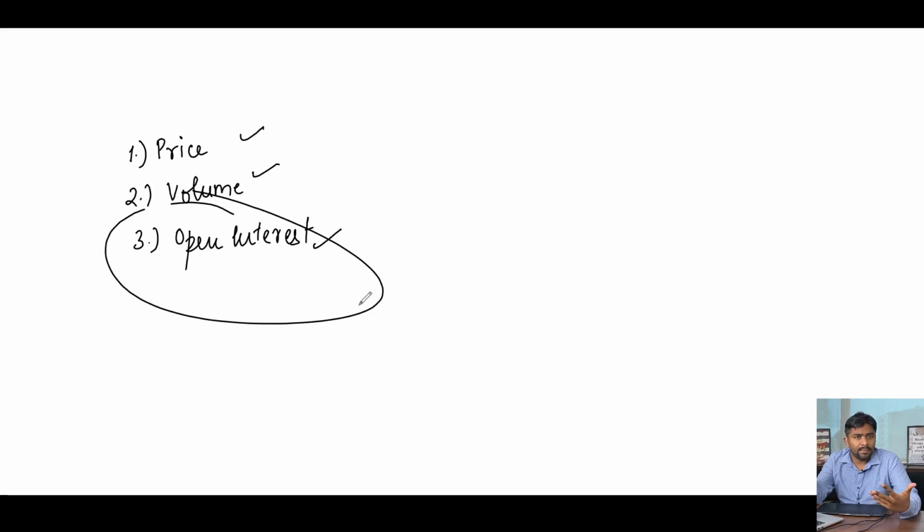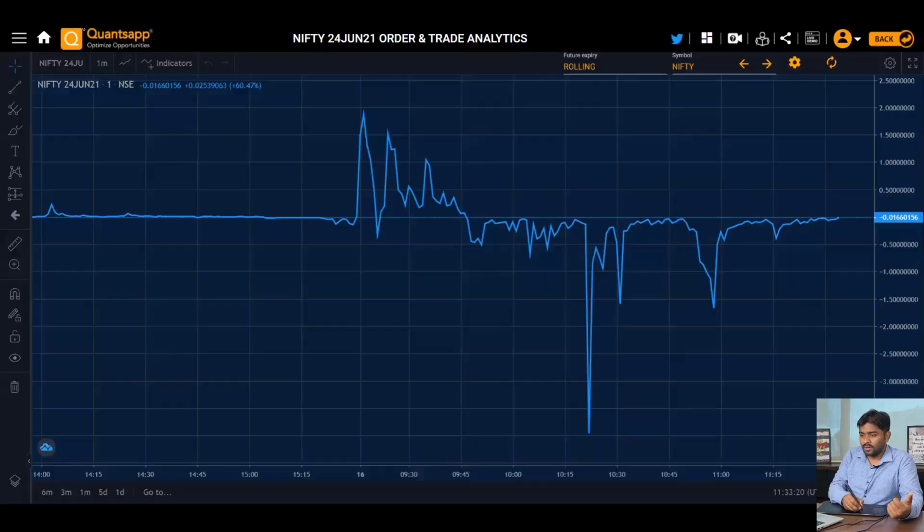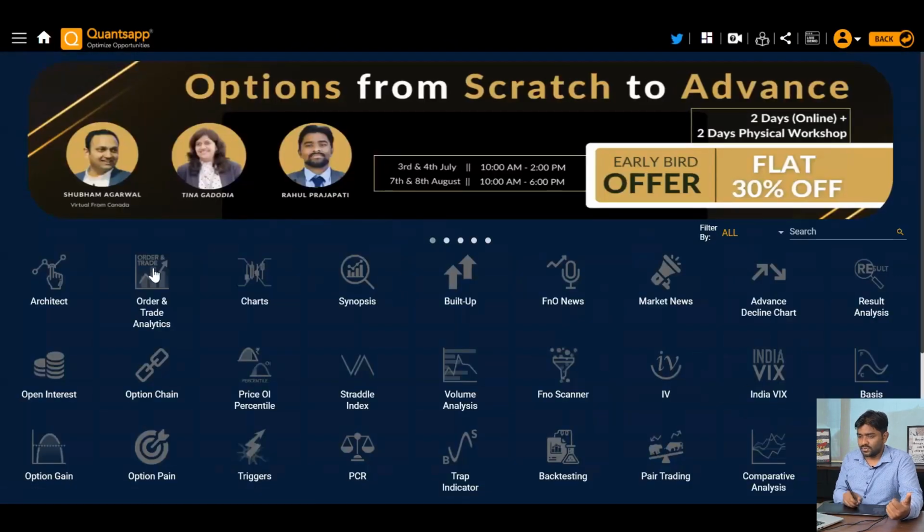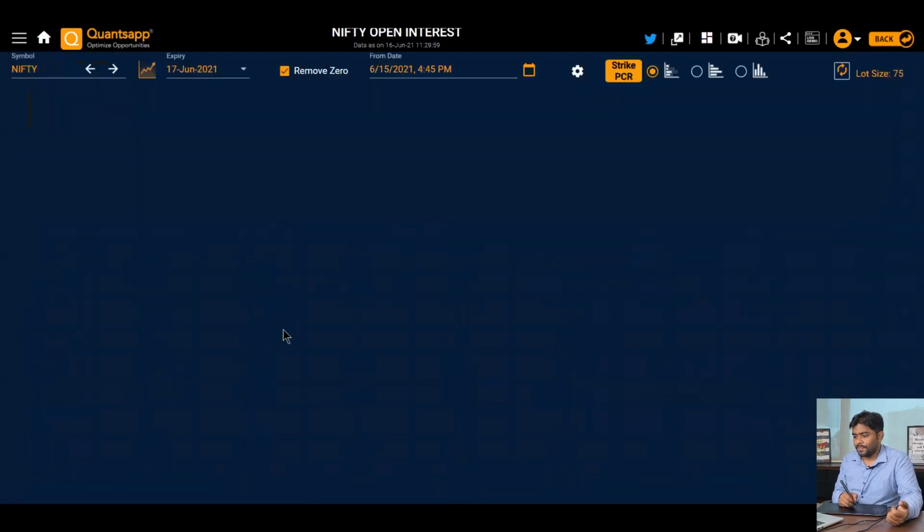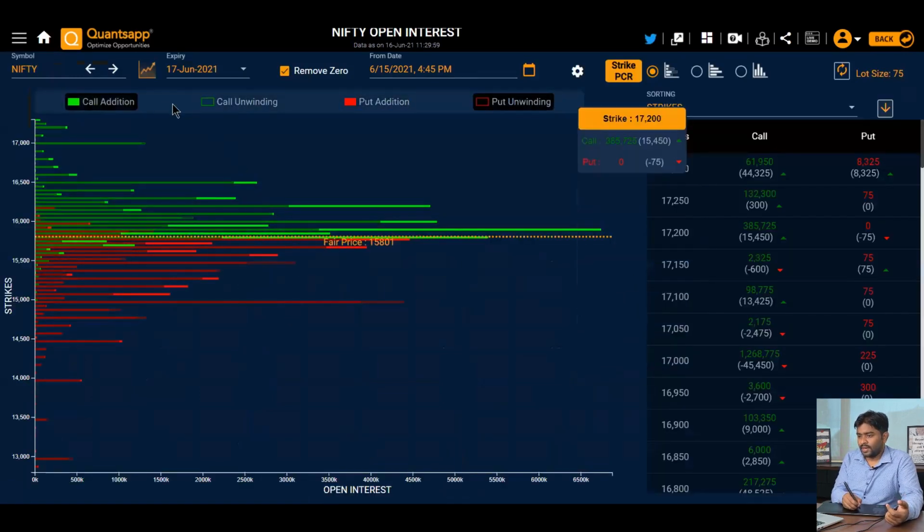Now, apart from this, how will this particular tool help you out? And the question is, how do we identify the trade using this? Let's see. Let's come to the first one. We'll try to see open interest, so we'll go to the open interest first, and we'll try to see it for one particular stock.